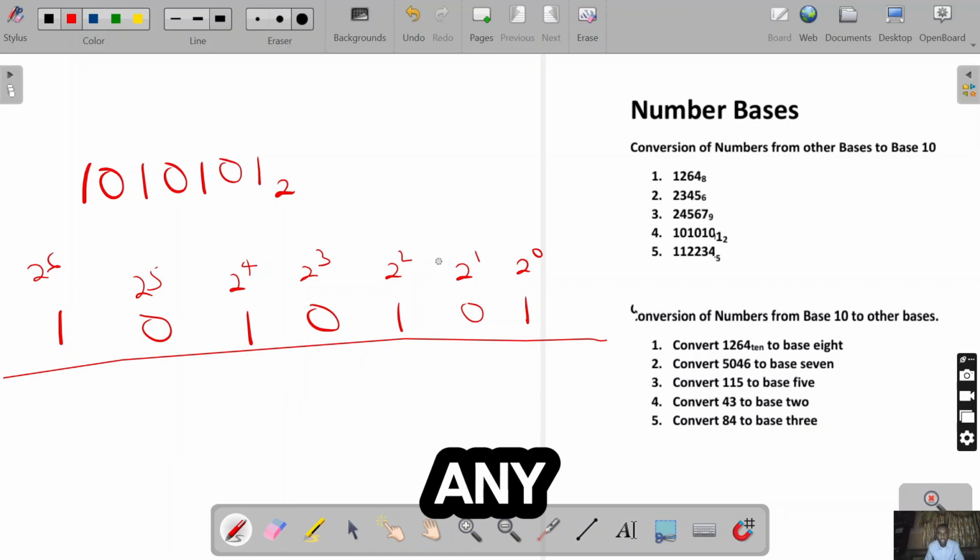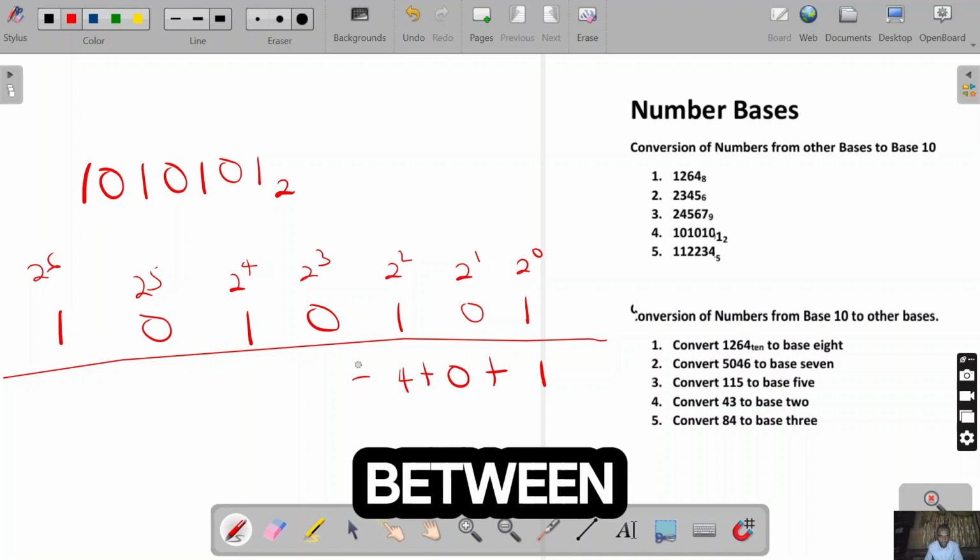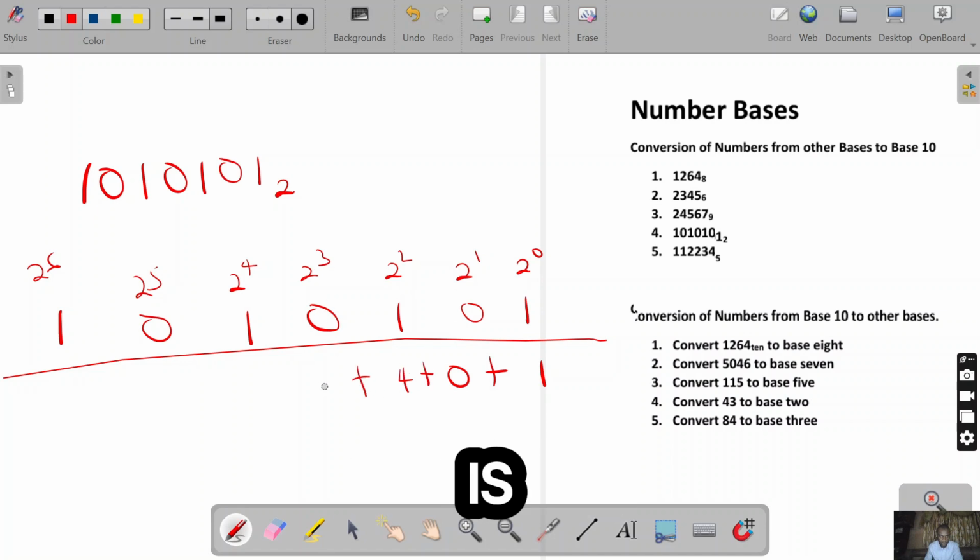Any number raised to power 0 is 1. 1 times 1 is 1. Plus 2 raised to power 1 is 2. 2 times 0 is 0. 2 raised to power 2 is 4. 4 times 1 is 4. Don't forget to put the plus in between. 2 raised to power 3 is 8. 8 times 0 is 0. 2 raised to power 4 is 16. 16 times 1 is 16. 2 raised to power 5 is 32. 32 times 0 is 0. And 2 raised to power 6 is 64.